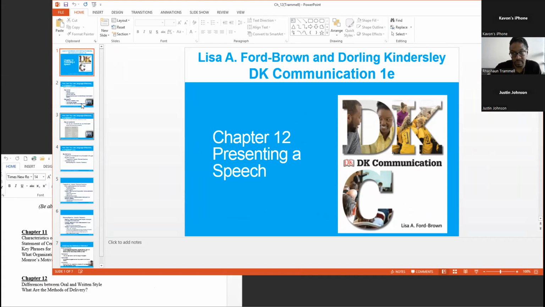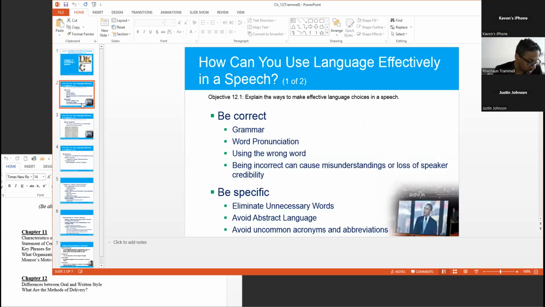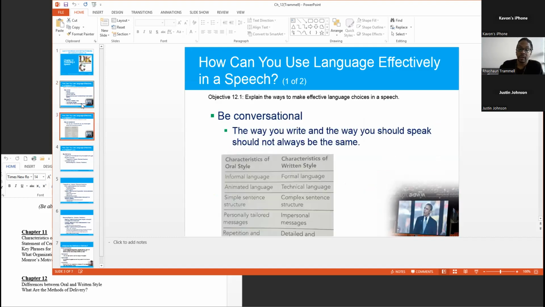Key thing we're going to talk about, looking at the review sheet, the differences between oral and written style. Get very familiar with this chart here, and also have an idea of what these mean.